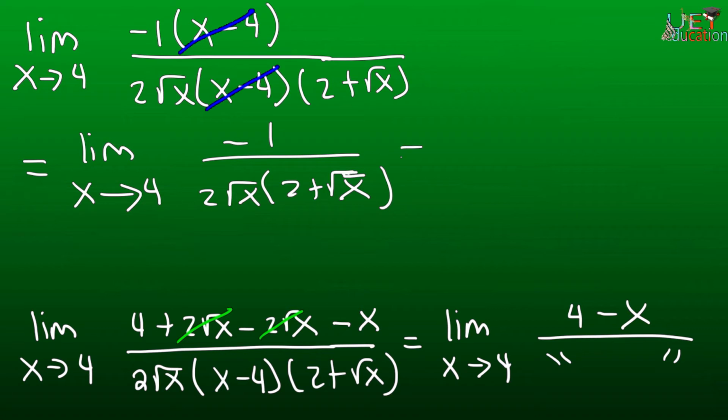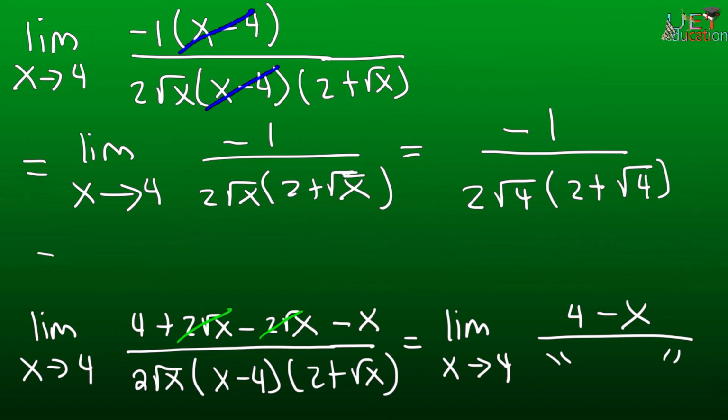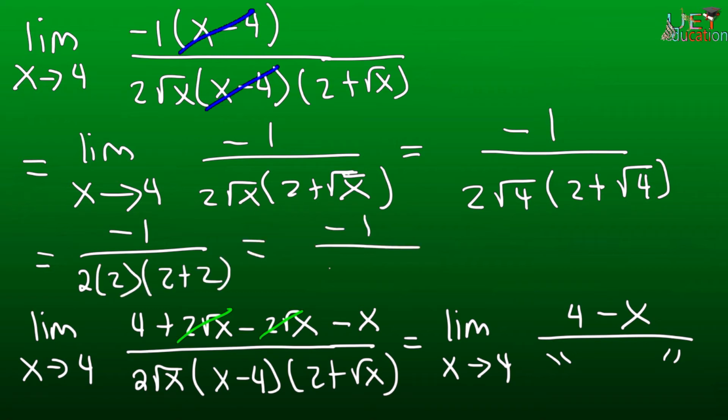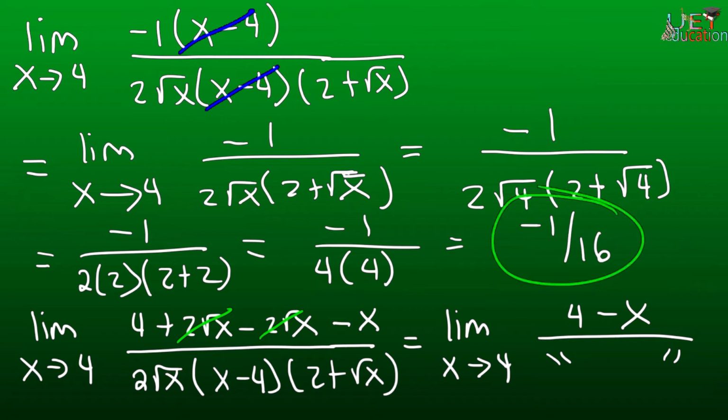So now let's replace x with 4. So it's negative 1 divided by 2 square root 4 times 2 plus square root 4. So the square root of 4 is 2. And 2 times 2, that's going to be 4. And 2 plus 2 is 4. And 4 times 4 is 16. So the final answer is negative 1 divided by 16. And so that's going to be the limit.